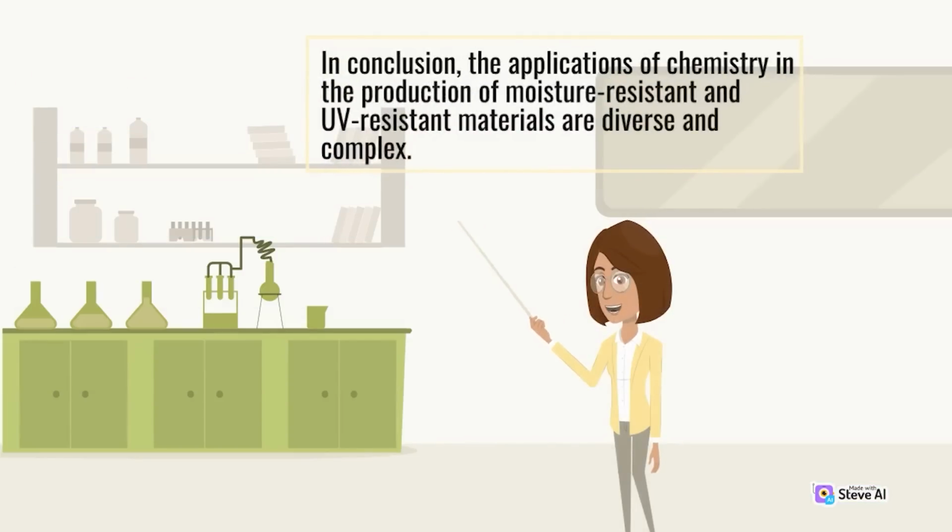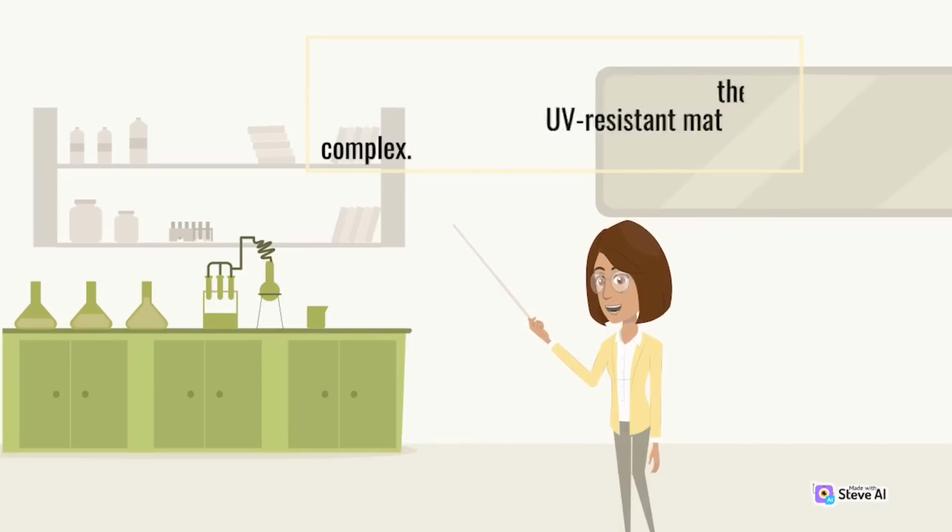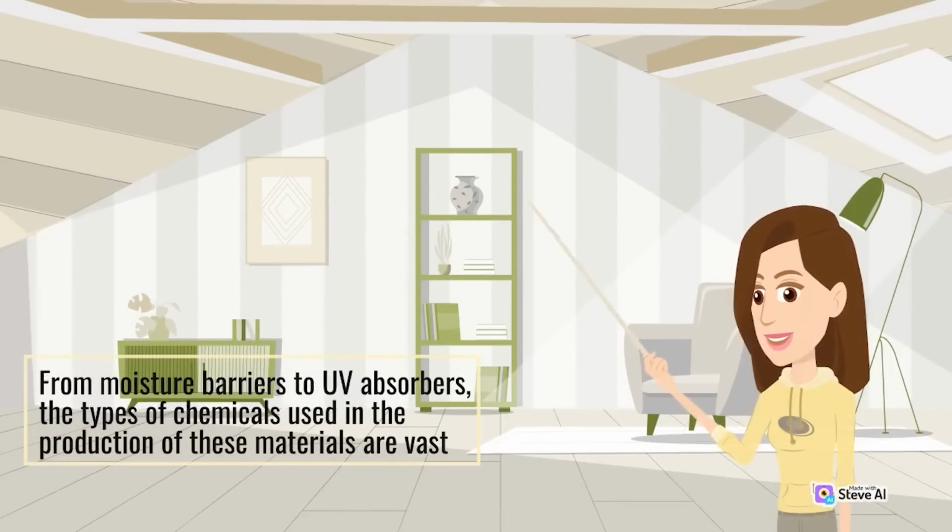In conclusion, the applications of chemistry in the production of moisture-resistant and UV-resistant materials are diverse and complex. From moisture barriers to UV absorbers, the types of chemicals used in the production of these materials are vast.